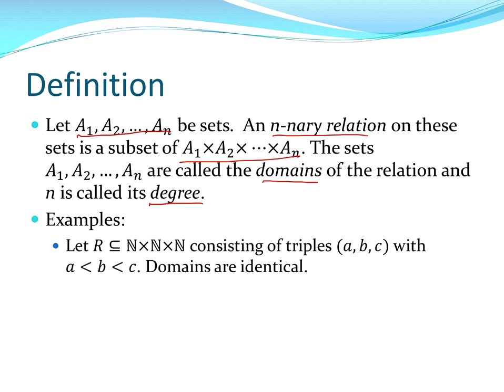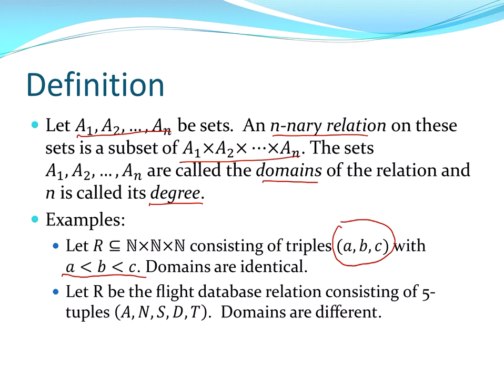So the triples A, B, and C, each coming from the domain of the natural numbers, would be a 3-ary relation. We're defining them as A less than B less than C. That's what defines the relation in this case. Here the domains are identical, but they need not be.